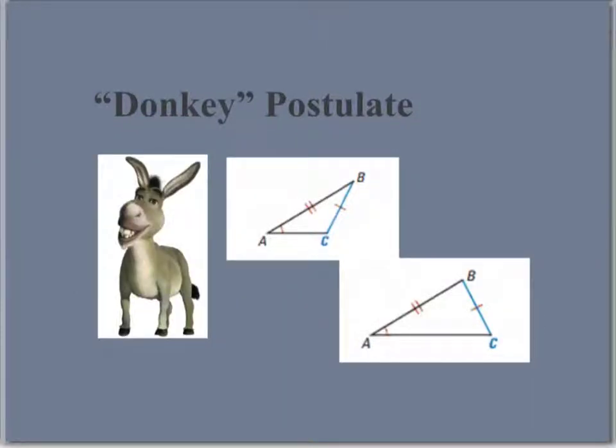Okay? You can see we've got BC being congruent to BC. Okay? We got AB being congruent to AB. Okay? We got angle A and angle A being congruent to each other. Notice we don't have the included angle.